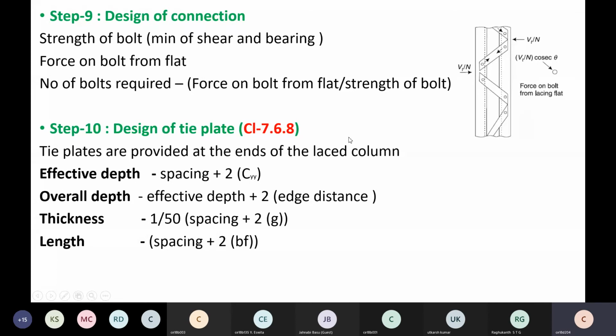Here one question may arise: whether we have to consider it as double shear or single shear. In this figure, the bolts are provided in one pattern, so it will become single shear. If the two lacing flats are provided with one common bolt, then it will become double shear. So you have to decide in which way you are providing the lacing, and based on that calculate the shear strength. If you are providing it as shown in the figure, then it will be single shear.